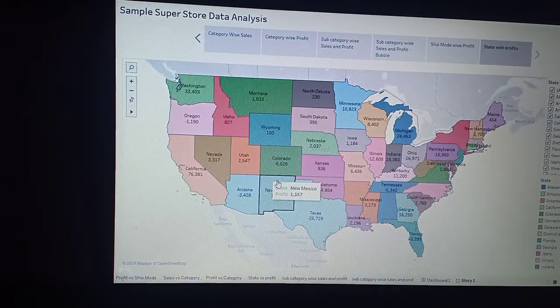If we see the negative or loss states, we can see that Oregon is one of them. Then Texas is a huge negative state. It's going in so much loss. Florida is going in so much loss. North Dakota, not much profit. South Dakota, not much profit.